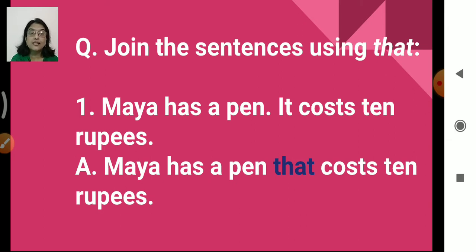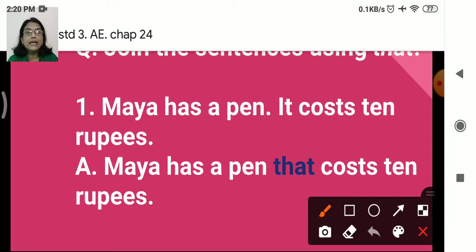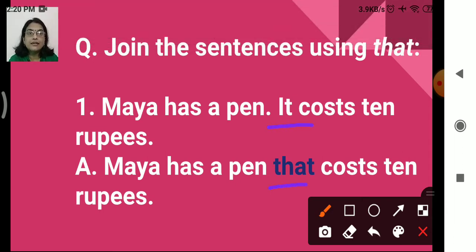that costs 10 rupees. Now what is done here? What is removed and what is added here? Can you see here, children? "It", and here, "that". So we have removed "it", and instead of "it", we have added "that". Now the work of both the pronouns is the same, to point out, right? So "it" here means what? Pen. Maya has a pen. It costs 10 rupees. So that means the cost of the pen is 10 rupees.